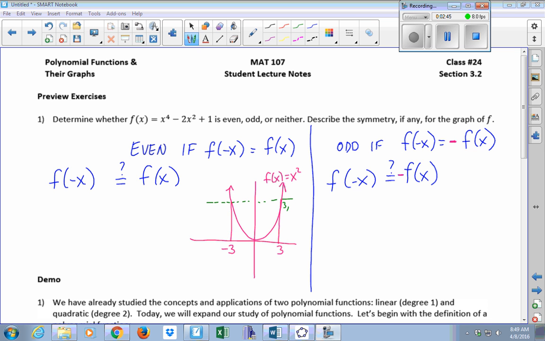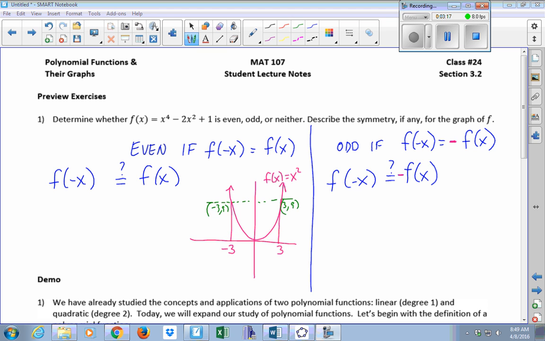That if I take a value for x and I put it into my function, the output is exactly the same as the output if I put the opposite value into the function. And that's what this says. Take any x, put it into my function, out comes a y value. If I put in the opposite of that value into my function, these two things are equal. That's what it means to be even. So let's do that.